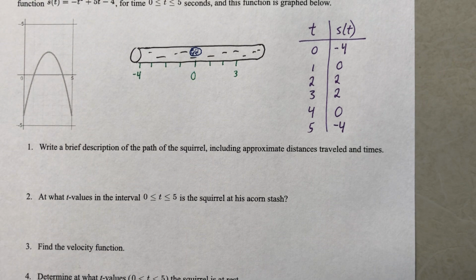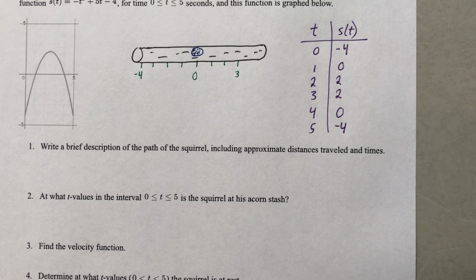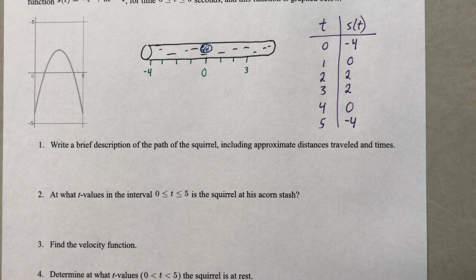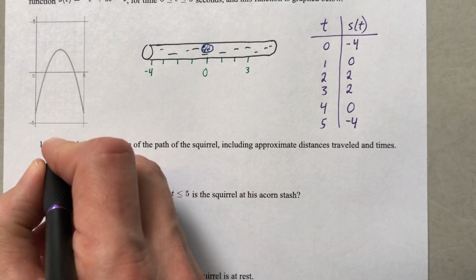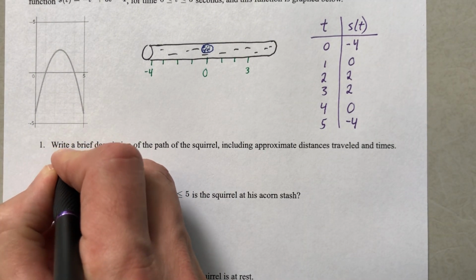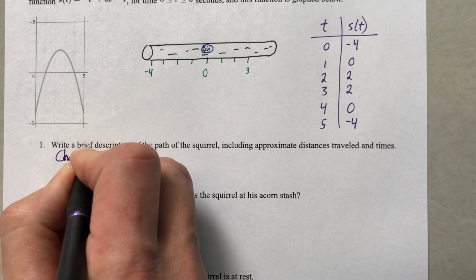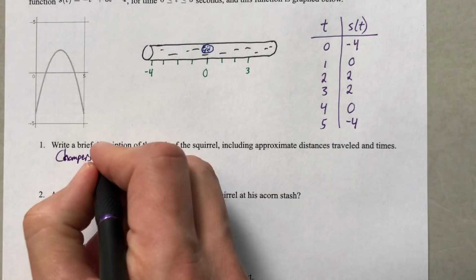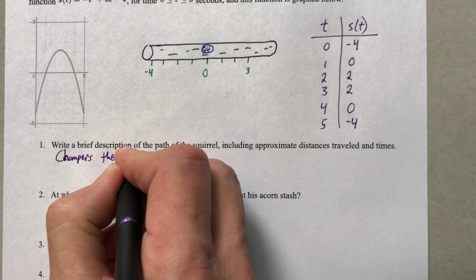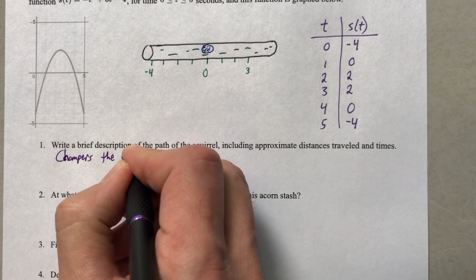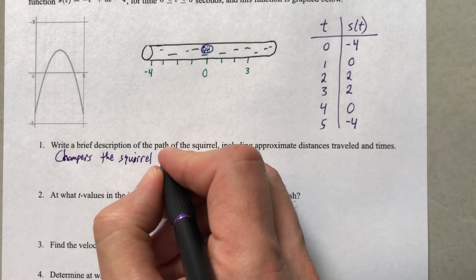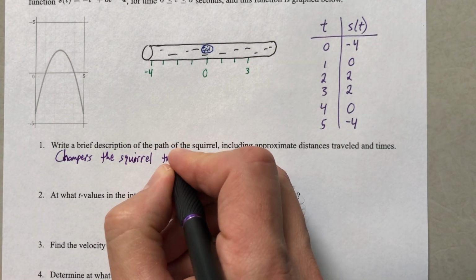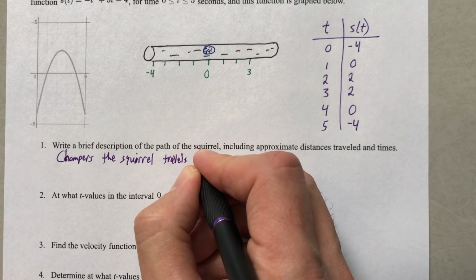So let's go. He travels. You want to give him a name? I'm thinking. I'm going to call him Chompers. If I could spell. Chompers the squirrel. Ooh, goodness, having a hard time spelling. Hands getting ahead of my brain. Chompers the squirrel travels to the right.